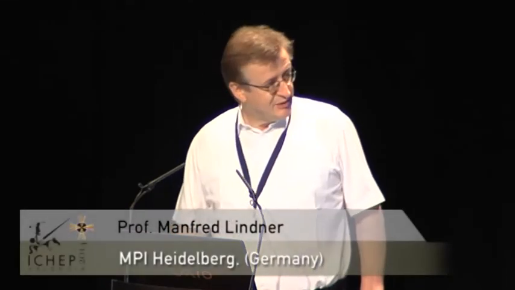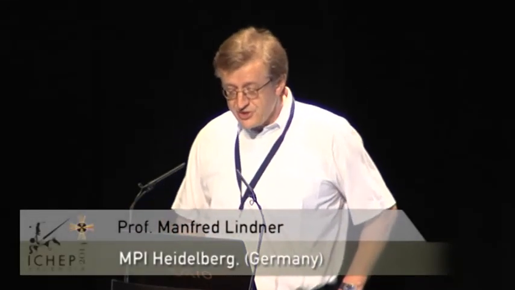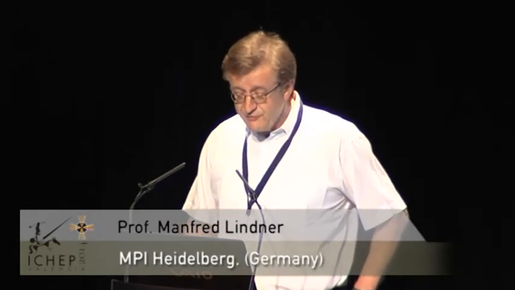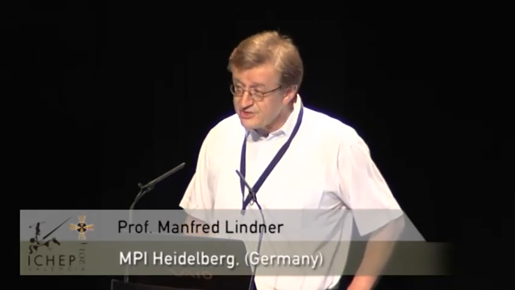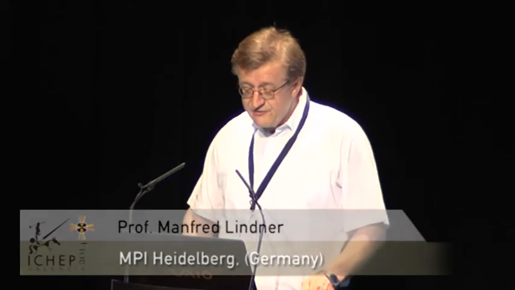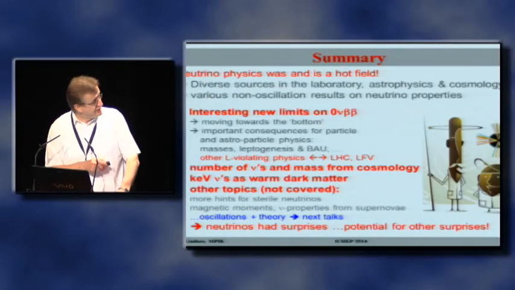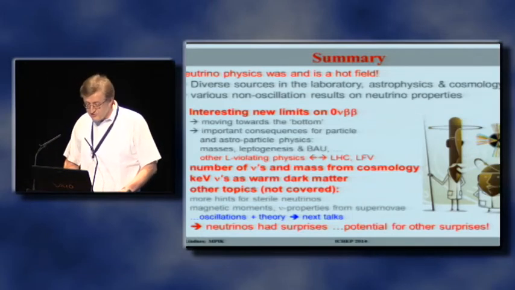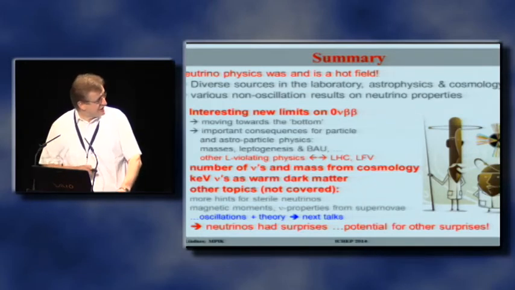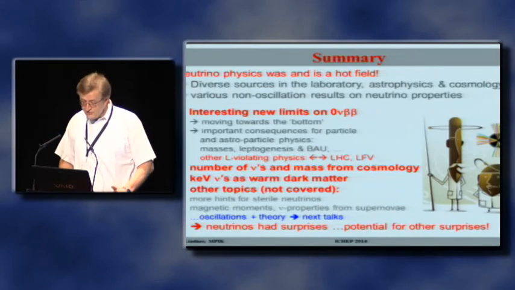Let me summarize, because my chairman is getting nervous. Neutrino physics was and is a hot field. There are diverse sources in the laboratory, in astrophysics and cosmology. There are various new non-oscillation results, and I focused on the new limits on double beta decay, and pointed out that this has connections to other lepton number violating physics, which connects to the LHC and lepton flavor violating physics. I also presented briefly the number of neutrinos and the neutrino mass sums from cosmology. I gave this keV neutrino discussion as an example of how neutrino physics might mix up things in a spectacular way.